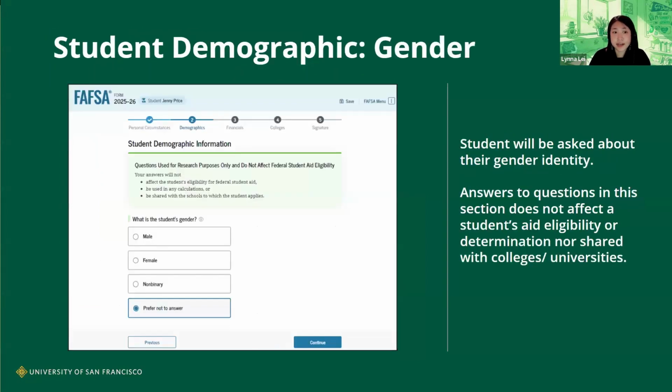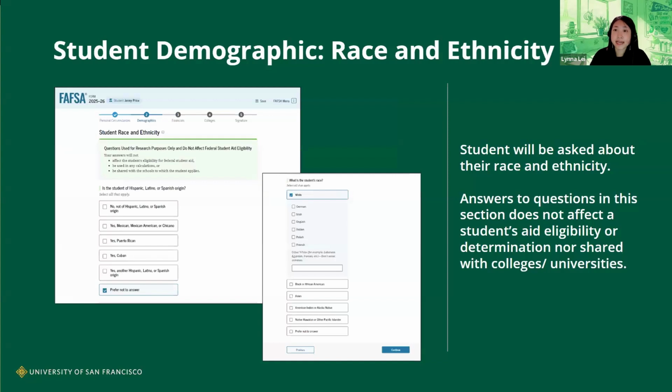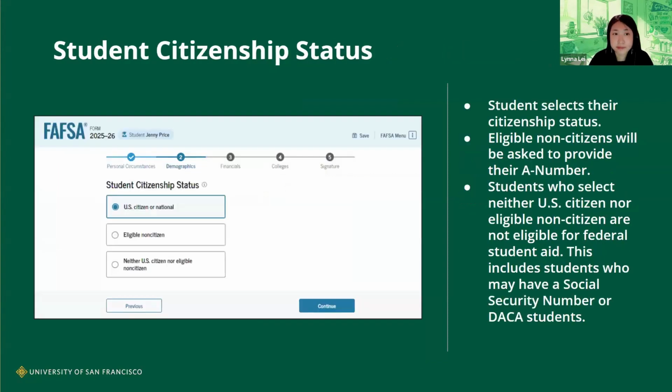Then the student will be asked demographic questions. First, they will be asked about their gender identity. This question does not impact a student's eligibility for federal aid, and this information is also not shared with the schools. And then they will be asked about their race and ethnicity. This also will not impact their eligibility for federal aid, and this information will also not be offered to the schools. The student will then be asked about their citizenship status.